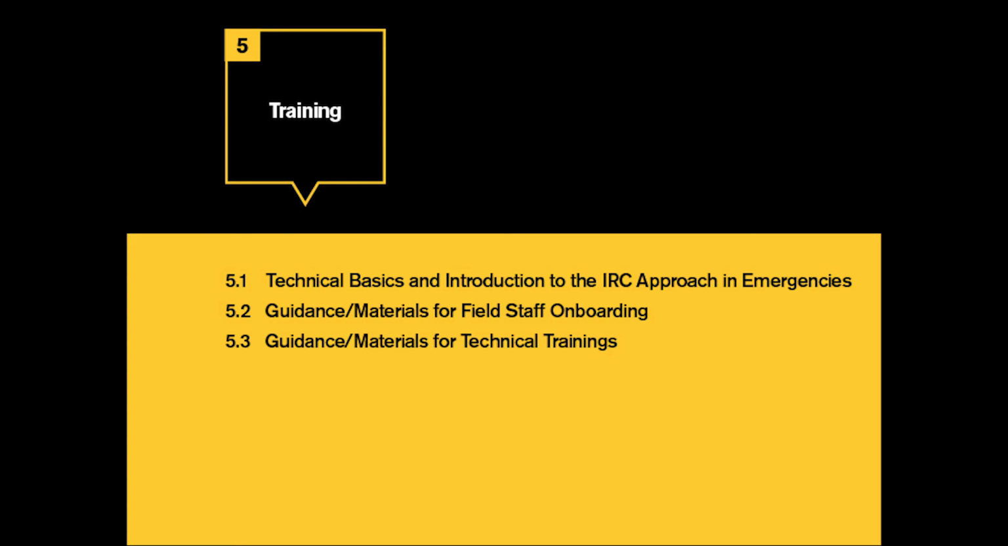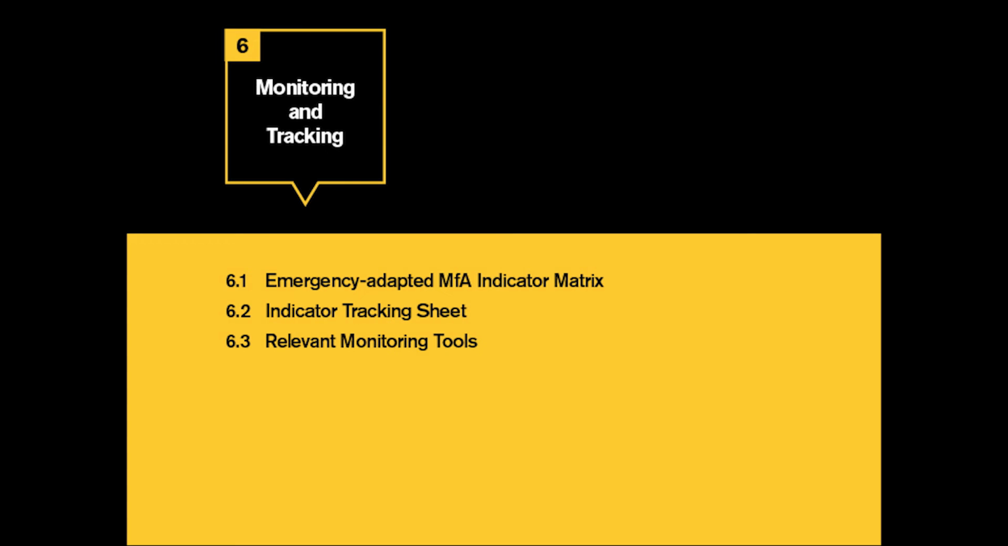The Training section pulls together materials to support the training of new field staff. Each project includes a technical basics training designed to provide the key programming principles and essential project information needed to get staff functional as quickly as possible. Other components include more in-depth materials that can be used at a later point in the response as appropriate. The Monitoring and Tracking section provides documents to facilitate strong monitoring from the outset of the IRC's response. An emergency-adapted version of the Monitoring for Action indicator matrix breaks down the indicators in the project log frame and outlines the details of data collection.